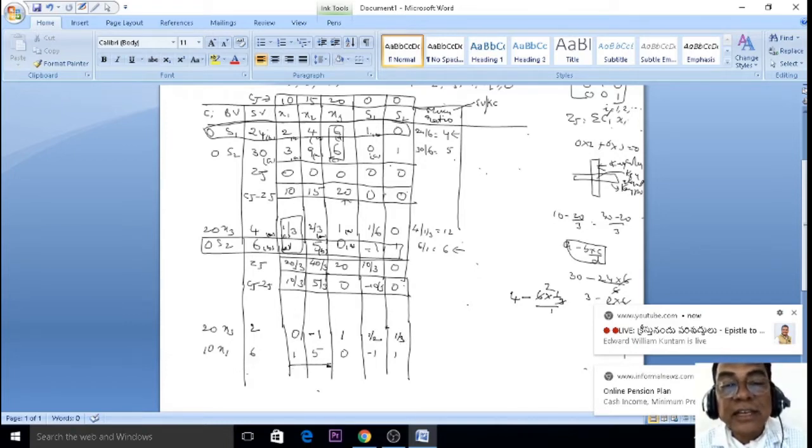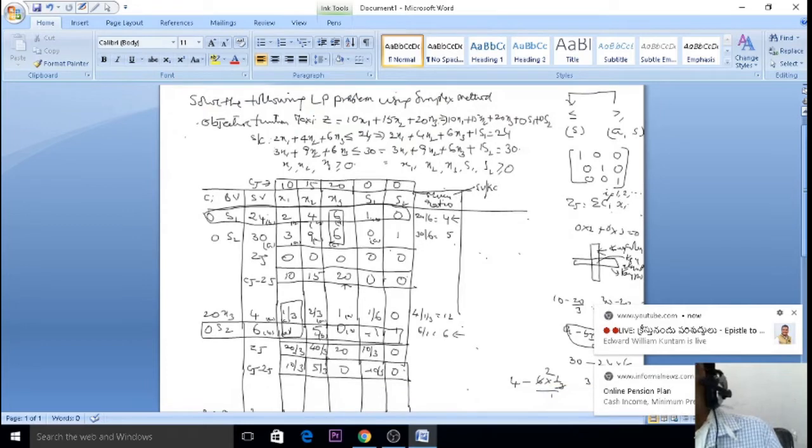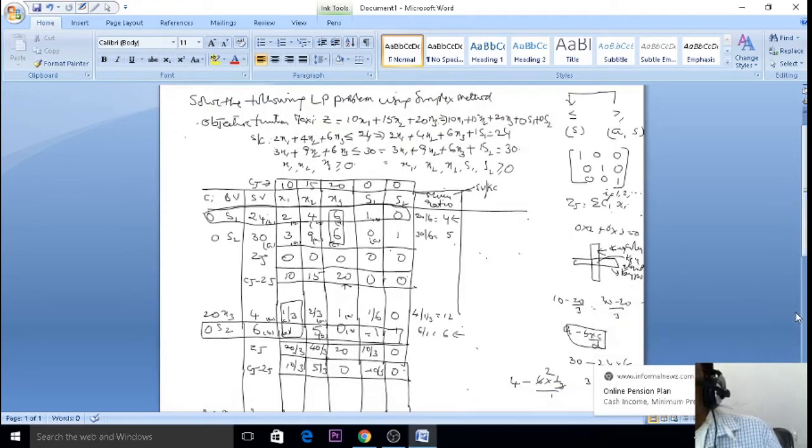After that, calculate ZJ. What are the ZJ values here? ZJ values are, understand, Cj minus... come to this point. What are the ZJ values here? ZJ is sigma Ca into Xi.